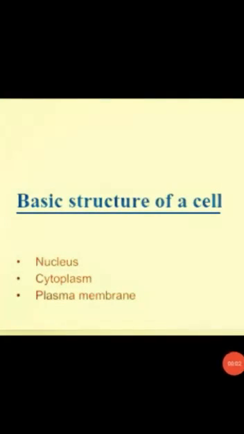Children, in continuation to the previous video, now we will study about the basic structure of a cell. Basic structure of a cell आपने 8th standard में भी पढ़ा हुआ है. It consists of 3 parts, that is nucleus, cytoplasm and plasma membrane. Plasma membrane is also called as cell membrane.